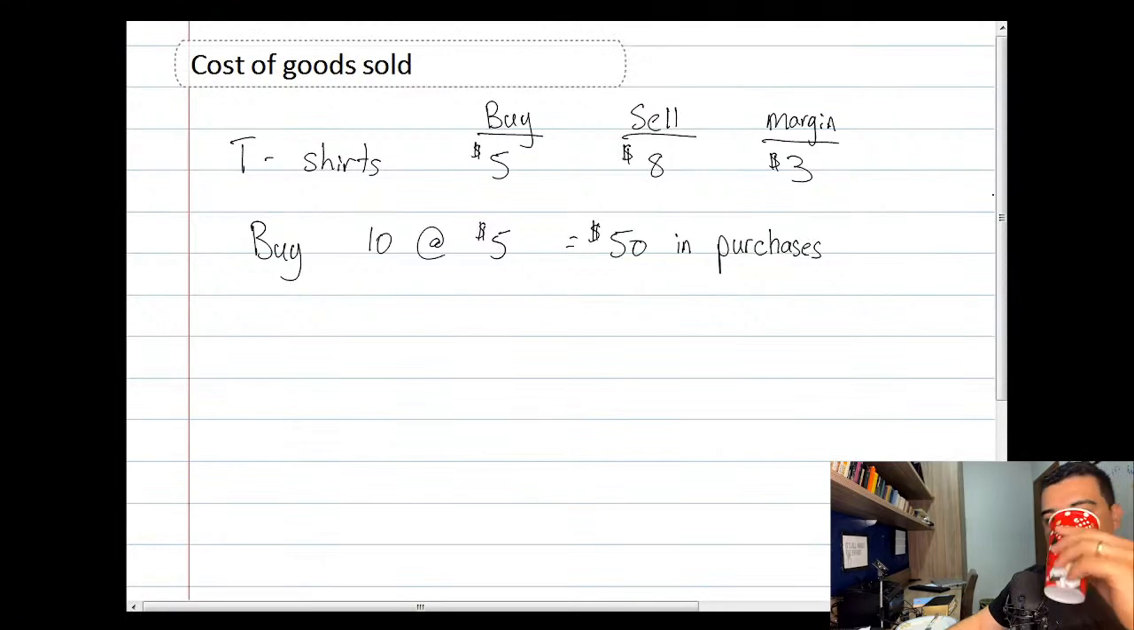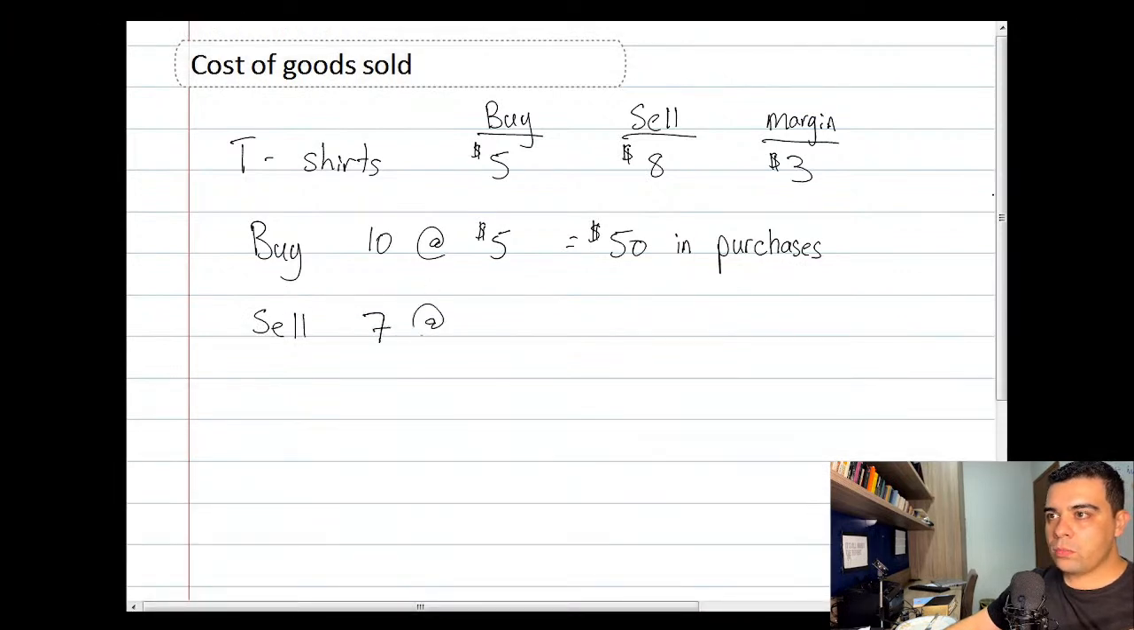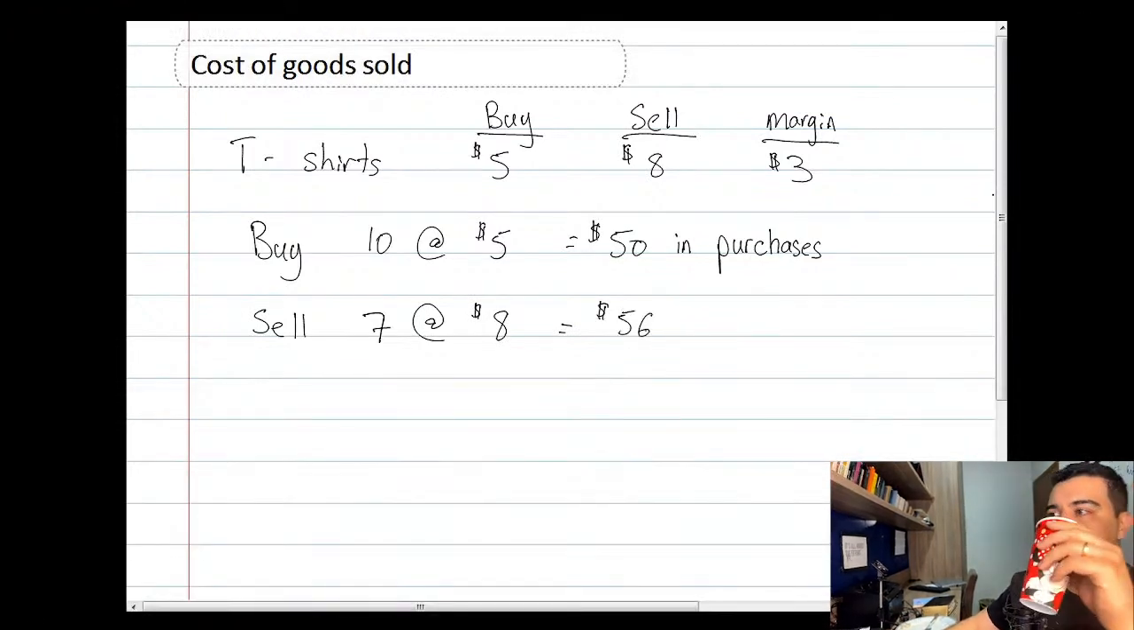And let's assume that during the month I sell 7 of those t-shirts. So I sell 7 shirts at my selling price, which is $8, which equals $56 in sales.